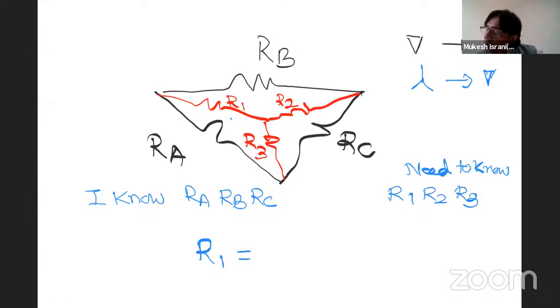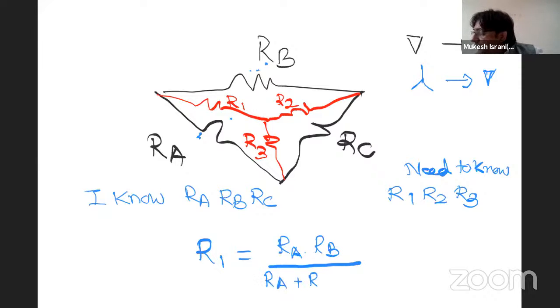R1, what are the two adjoining resistances? For R1, I'll say it is RA into RB, and the denominator for all three will be RA plus RB plus RC. That is how you convert a given delta network to a star network. So the formula for R1 will be what? The two adjoining resistances RA into RB upon the sum of all, that is RA plus RB plus RC.